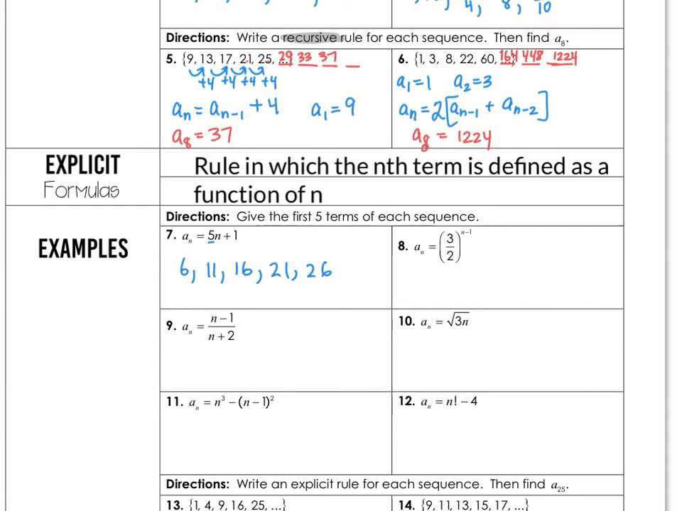Let's see, this next one, this has an exponent. So if I plug in a 1 first, we always do the 1 first. 3 halves to the 1 minus 1 is 0. Anything to the 0 power is 1, so that's 1. 3 halves would be the next one because that would be to the first power. 3 halves to the second power.